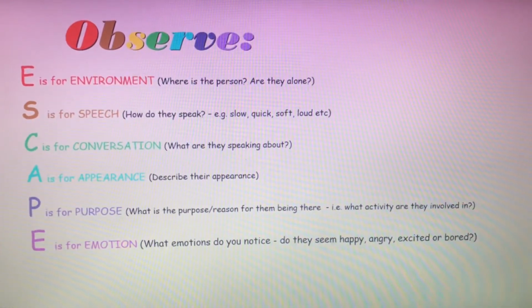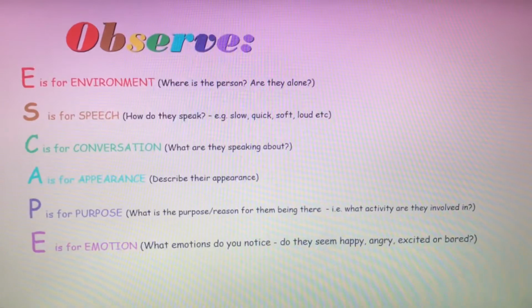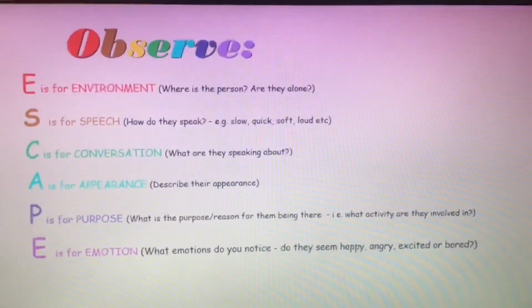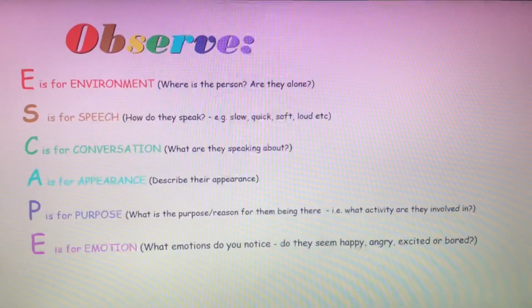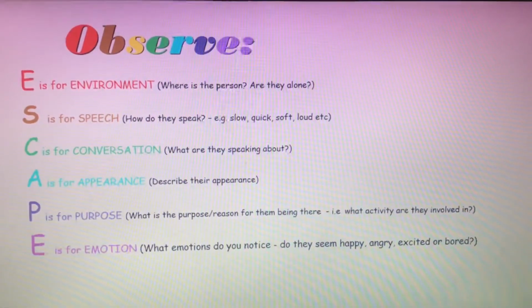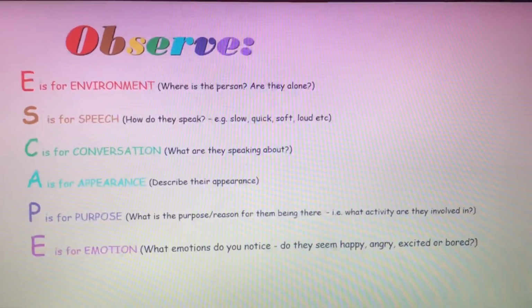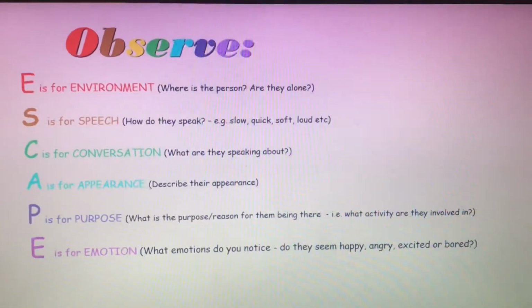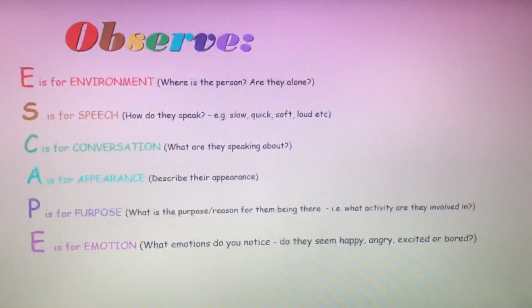Okay, next on our list we have A. A is for appearance. So you are focusing on one person, okay, and you look at that one person, and I want you to think really closely about what they look like, okay, their appearance. Now you want to be quite detailed here, okay?